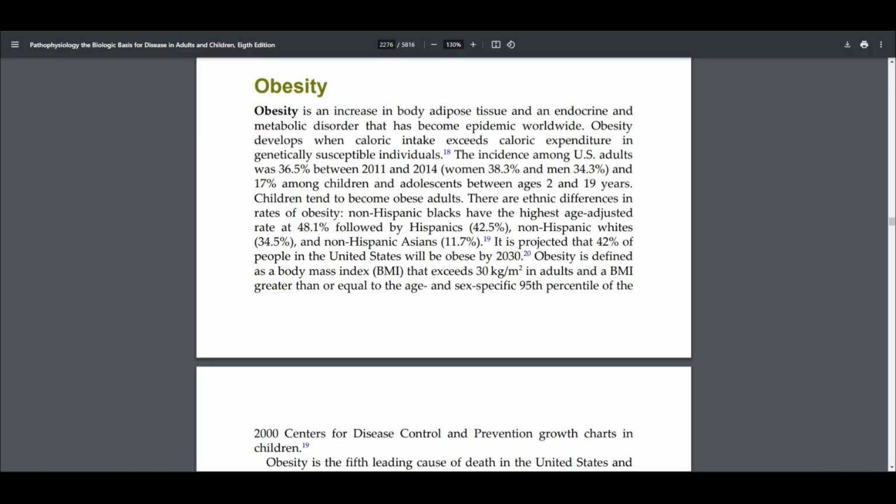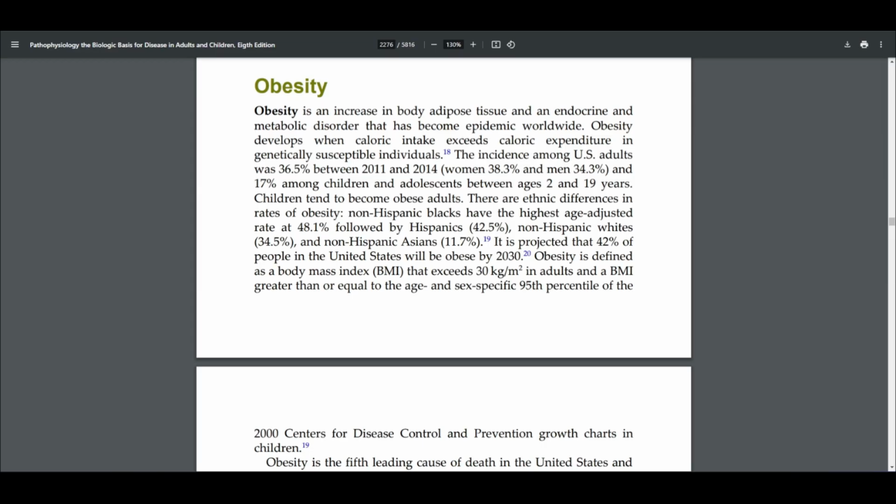The incidence among US adults was 36.5% between 2011 and 2014, and 17% among children and adolescents between the ages of 2 and 19. Children tend to become obese adults. There are ethnic differences in rates of obesity.